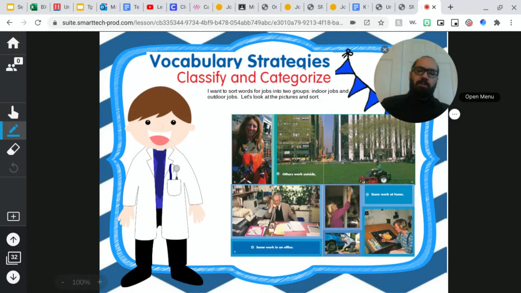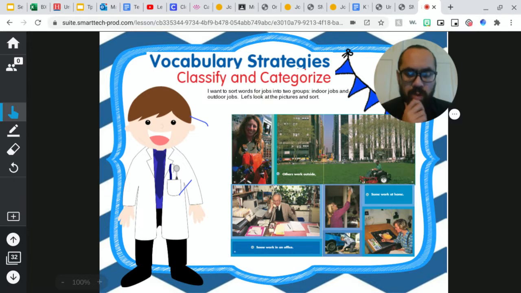When I look at this picture, I see a few people working outside and a couple of people working indoors. Who could tell me who is one of the workers that they see working indoors? If you said the office worker, then you're correct. The office worker definitely works indoors. If you also said the artist, you're correct. So the artist and the office worker both work indoors. Then when I look again, I'm thinking of the people that work outdoors. Let me see who works outdoors.